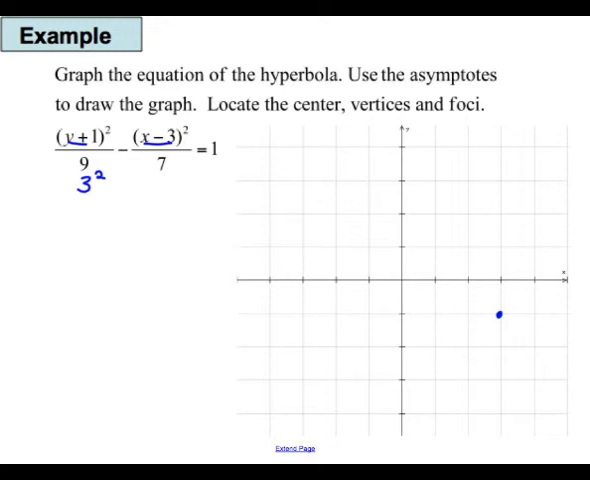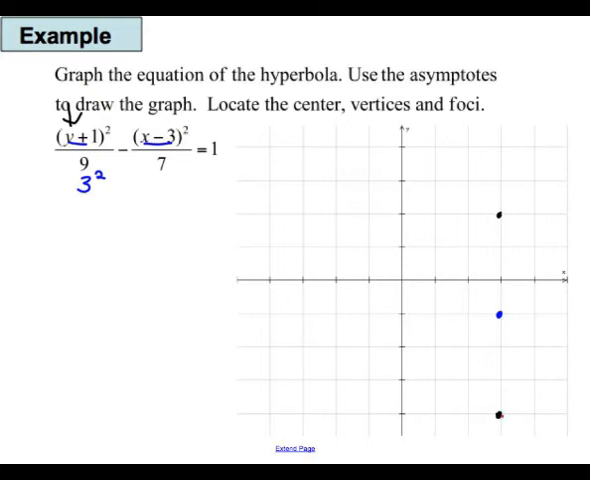So that means my vertices are going to be 3 above and 3 below. The reason I know it's above and below is because the y value occurred first. So I'm going to go up and down to find my vertices. Now I want to start thinking about drawing that box.